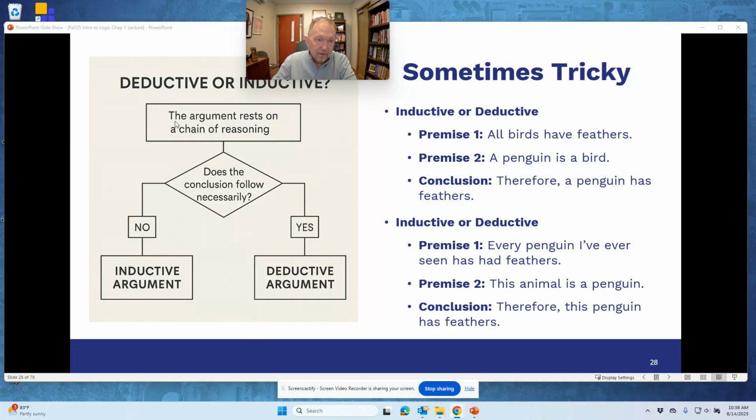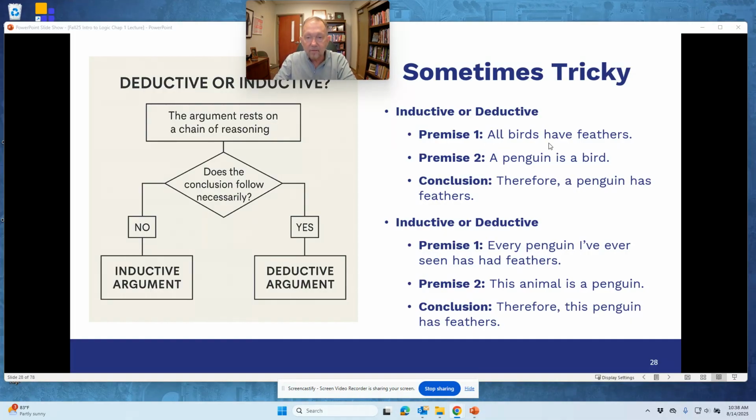So what you want to do is come down to the argument rests on chain of reasoning. And that chain of reasoning are its premises, right? And sometimes there's one, sometimes there's two. Both these arguments here have two premises. And the question you want to ask is, does this conclusion follow necessarily from the premises, right? If it doesn't, it's probably an inductive argument. If it does, it's probably a deductive argument.